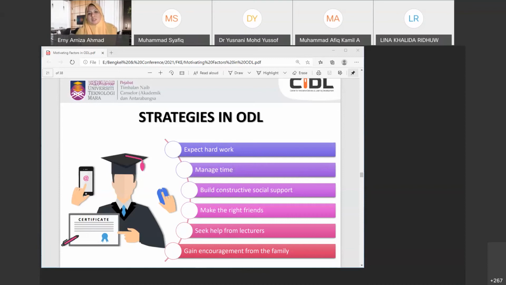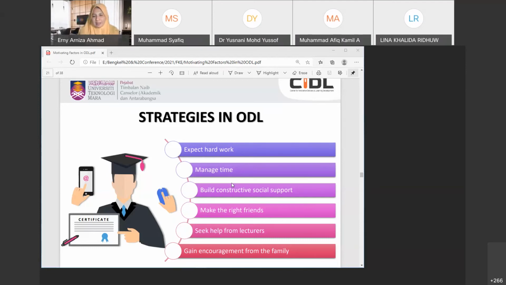So build constructive social support, yang paling asas, masuklah kelas. ODL ada kelas, bukan kita tak ada kelas. Join the class, tak kira apa teknologi pun. Make sure you attend all your classes so that people know that you make yourself visible. Supaya orang tahu kewujudan anda. Kalau perasan, memang setiap kali akan diambil attendance, sebab kita nak pastikan keberadaan pelajar.